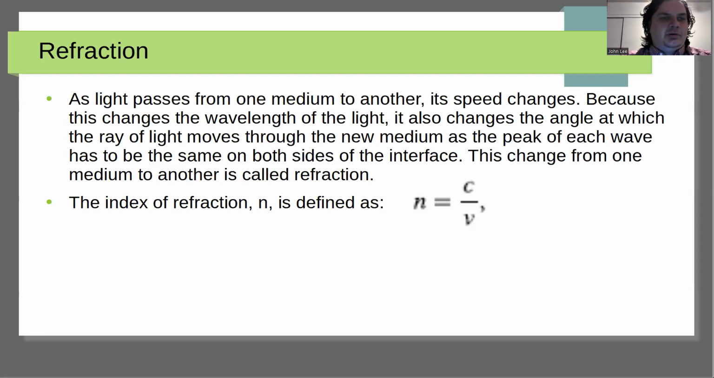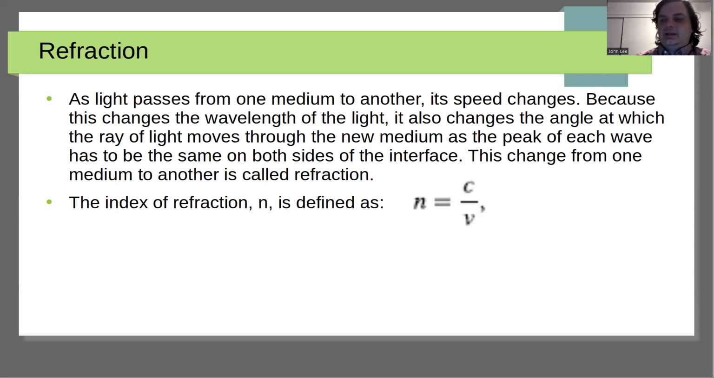So I'm just going to read out what I said. As light passes from one medium to another, its speed changes. Because of this, it changes the wavelength of the light. It also changes the angle at which the ray of light moves through the new medium. The peak of each wave has to be the same on both sides. This change from one medium to the other is called refraction.